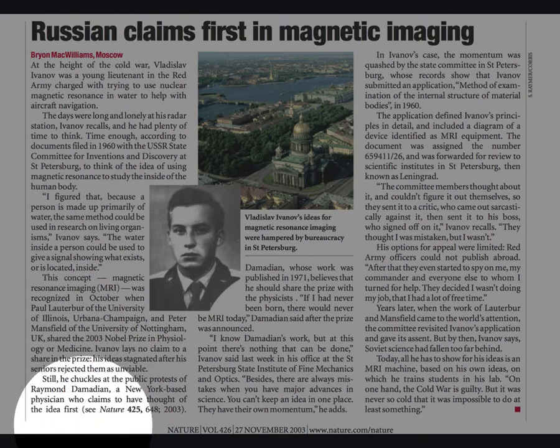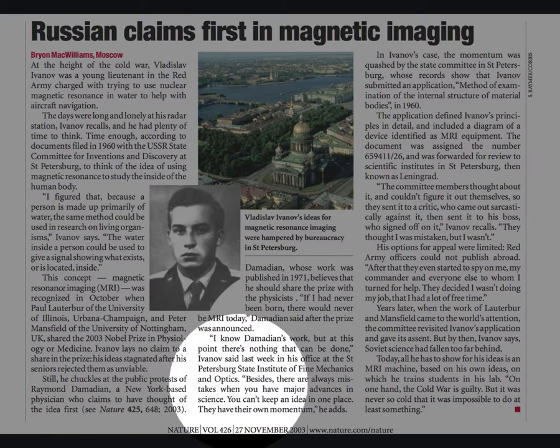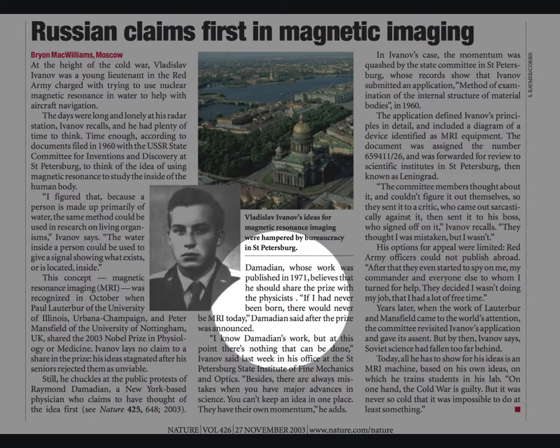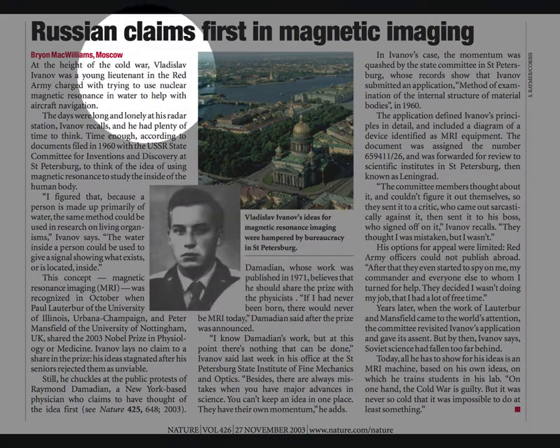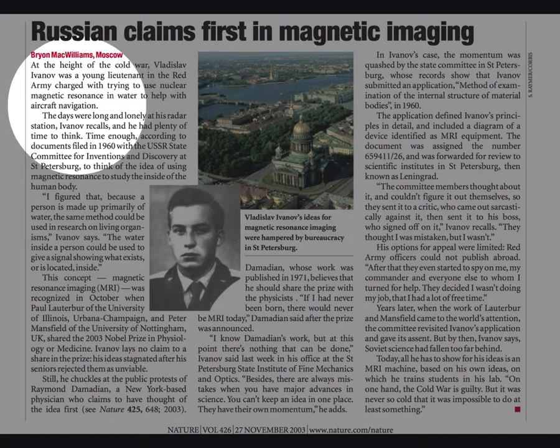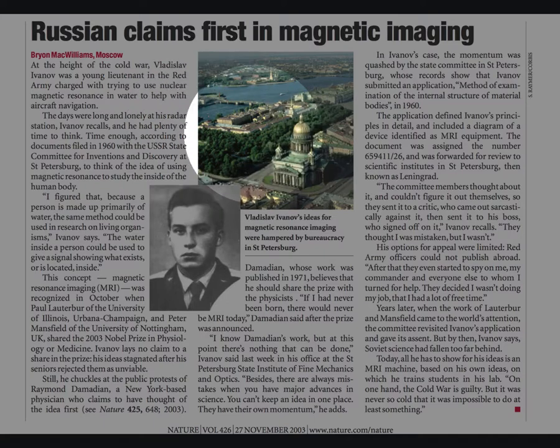There was actually another guy, Raymond Damadian, out of New York, who has claimed that he invented MRI and did a lot of early work in the 70s around this, and for various reasons was not included in the Nobel Prize and was very publicly upset about that. This article, which was in Nature, was I thought kind of interesting because it describes a guy, Vladislav Ivanov, who was a lieutenant in the Red Army in the Soviet Union, who actually invented the MRI in 1960.